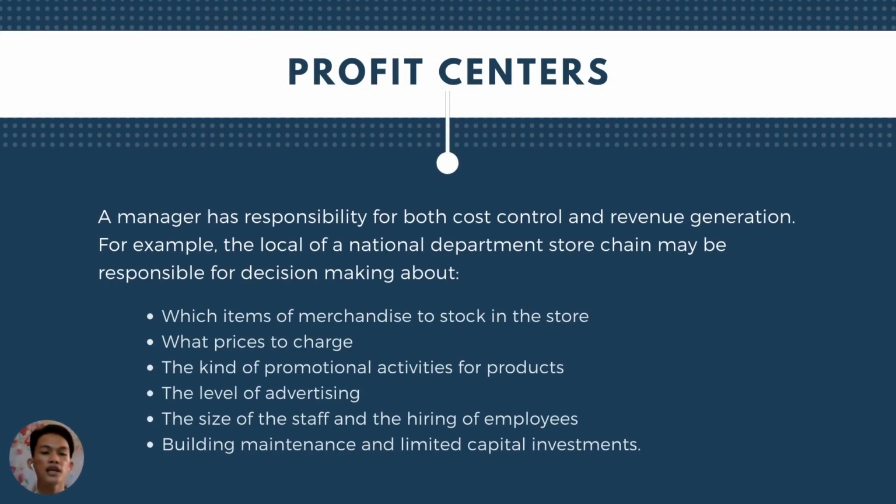So, the next center is the profit centers. A manager has responsibility for both cost control and revenue generation. For example, the local or national department store chain may be responsible for decision making about which items of merchandise to stock in the store, what prices to charge, the kind of promotional activities per product, the level of advertising, the size of staff, and the hiring of employees, building maintenance, and limited capital investment.